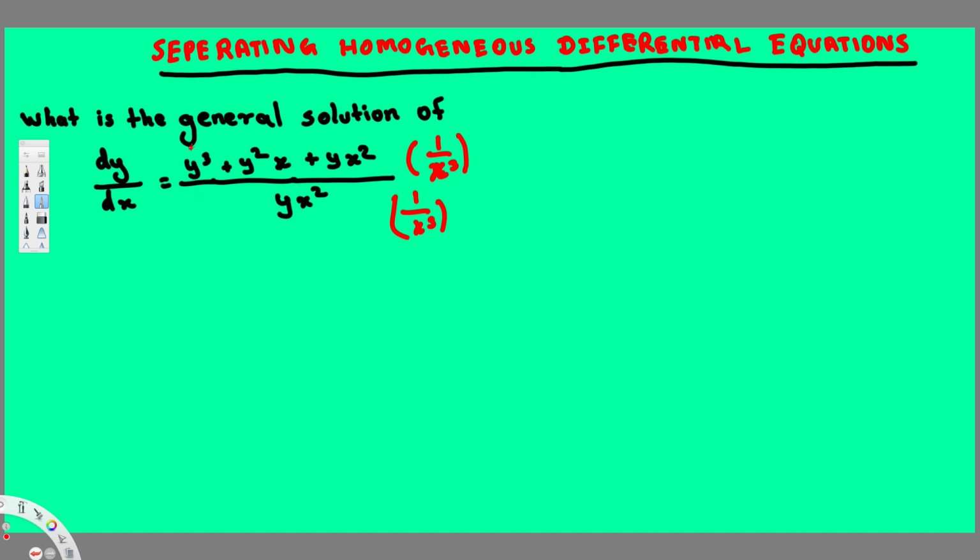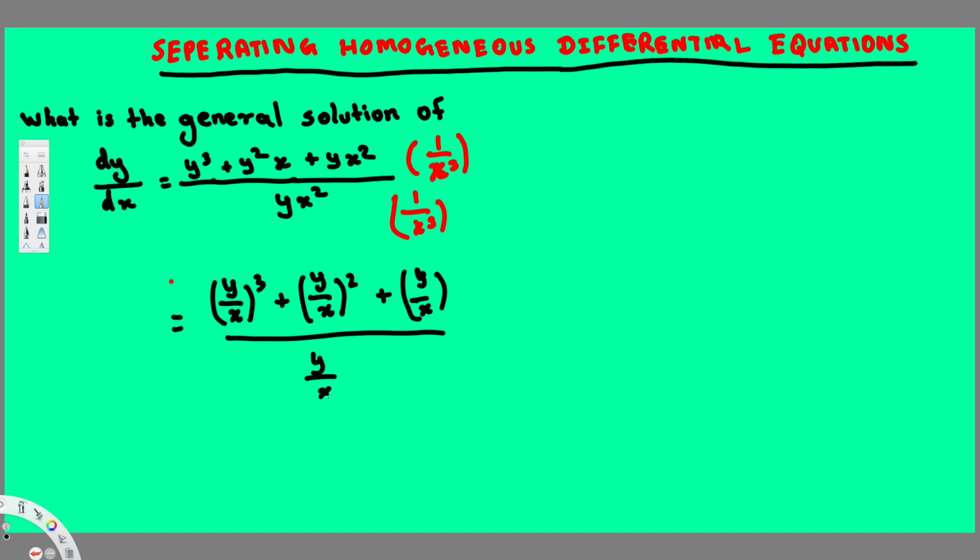And if you multiply, you will get this. This is going to be y cube over x cube. We can write that down as y over x whole cube, right? And then plus y square x, and if you divide this by x cube, that's going to give us y square over x square. We can write that as y over x whole square, plus, and same thing goes for this one. This is going to be y over x, and this also going to be y over x, and that's it.